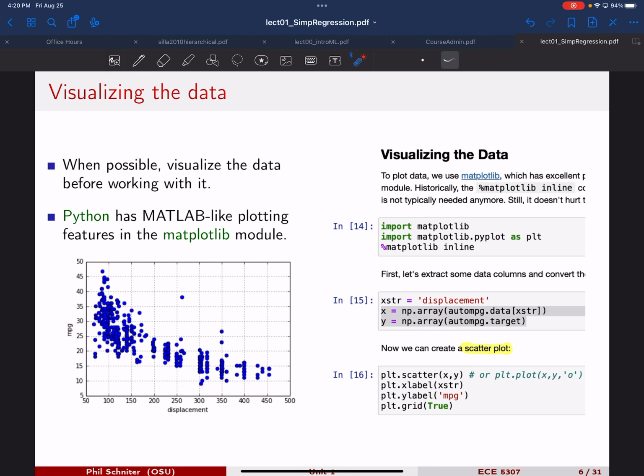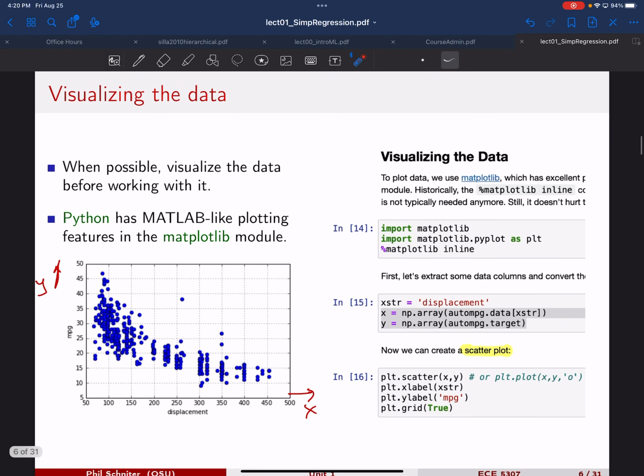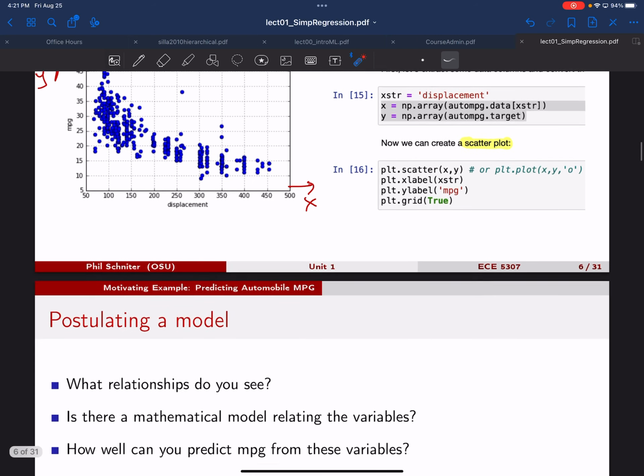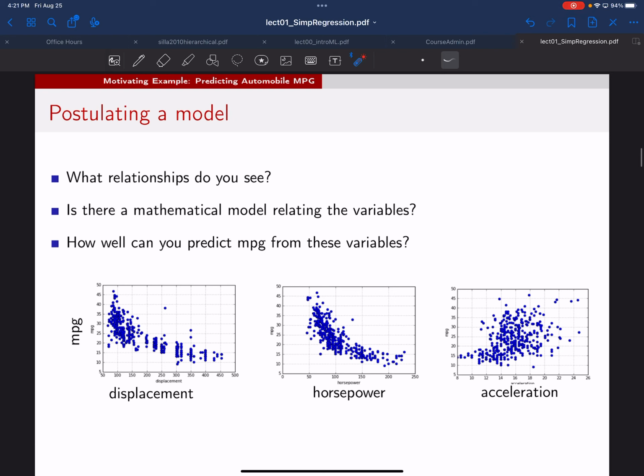Then we can make it a little bit more interpretable by adding the x label, adding a y label. So this is going to be x, this is going to be y, but you can see here that they really mean displacement and miles per gallon. And we can plot the grid, which makes things a little bit easier to view. So that's what we have in terms of visualizing data. And these are very common things we'll be doing in almost all the demos, all the labs. All right. So now let's step back, and this is exactly the scatter plot that we created on the previous page.